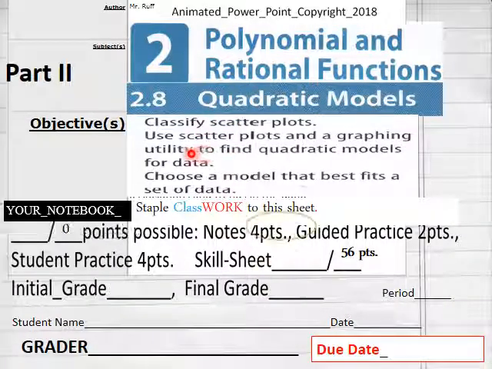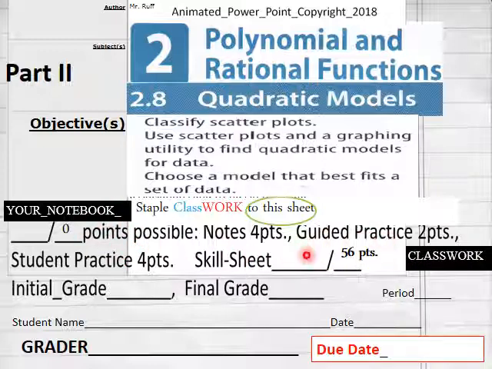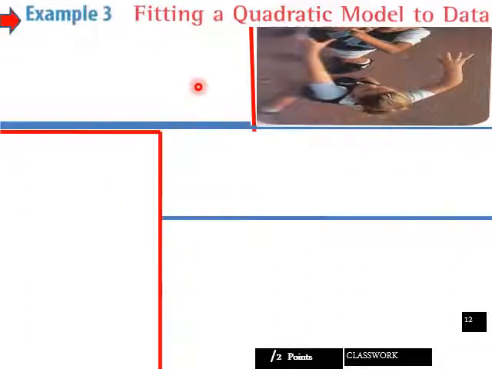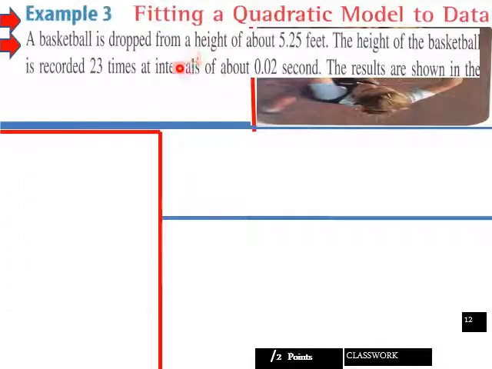2.8 part 2, quadratic models. 0 points in your notebook taking today, 56 points of classwork today. So let's jump right in to our next example, part 2 of 2.8 part 2: fitting a quadratic model to data.